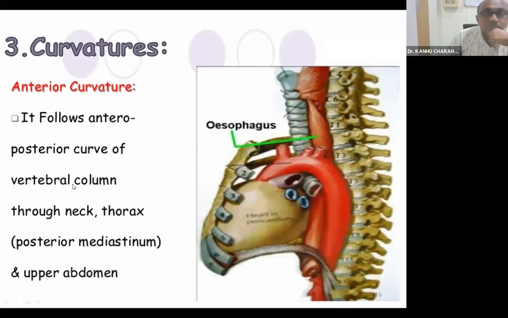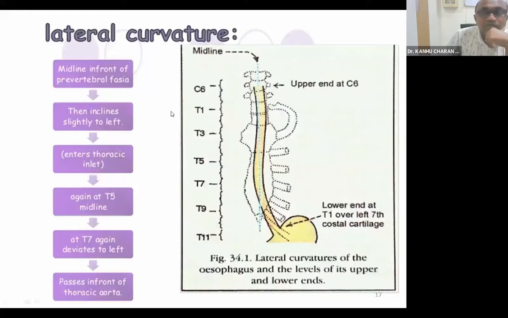Because there are many anterior curvatures and lateral curvatures. It follows the anterior-posterior curve of the vertebral column through the neck and thorax. So there is an anterior curvature; it follows the curvature of the vertebral column. The lateral curvature is at midline in front of the prevertebral fascia in the upper part, then inclines slightly to the left, enters the thoracic inlet, then is again at midline at T5, at T7 it slightly goes left again, and then passes in front of the thoracic aorta. So there are many lateral curvatures and anterior-posterior curvatures. So it is not straightforward.